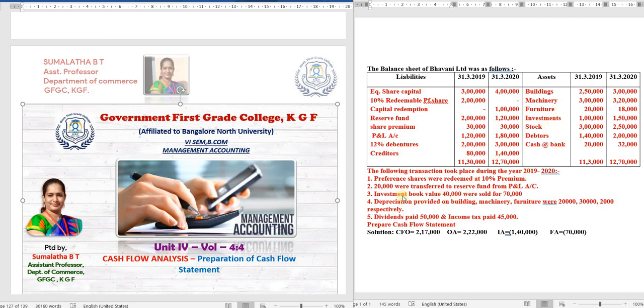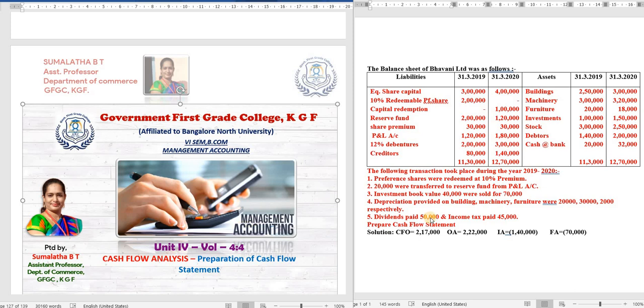That means an investment with book value 40,000 was sold for 70,000. That means we have 30,000 profit. Even that has to be recorded in the investment account. And dividend paid 50,000 is given only in the adjustment.